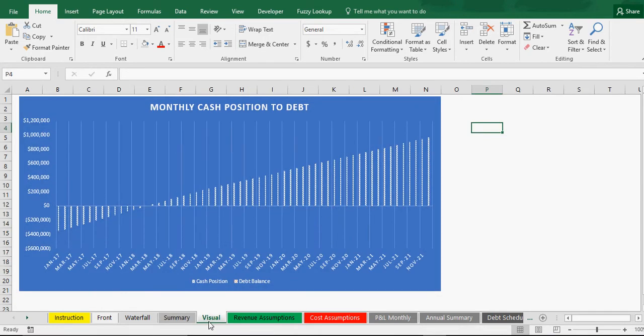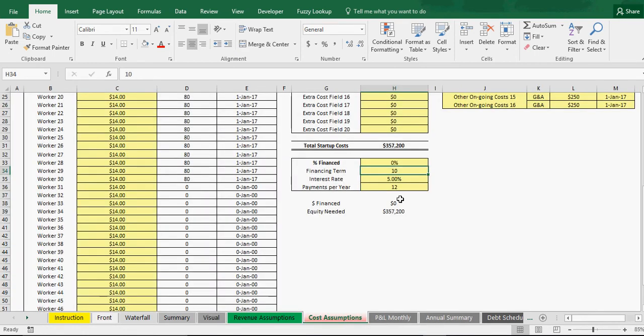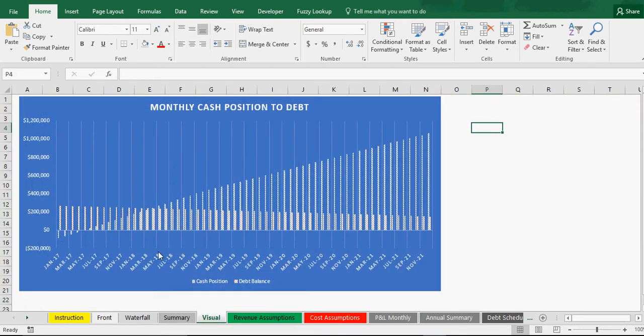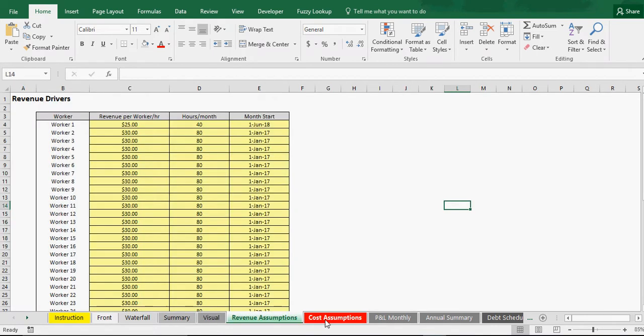Visual here, this is showing, well, let's see, it's showing debt to equity. Let's say we got a huge debt, 75%, 10-year term. Now if we go back over to the visual, oh, now it popped in. There's the debt over time, and then here's the cash position of the business's activities. And these all change if you adjust any of these revenue assumptions.